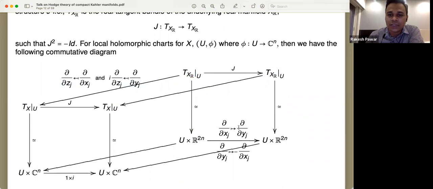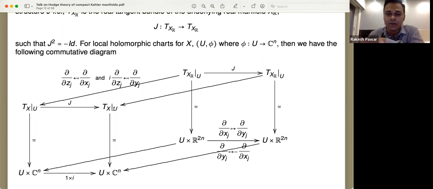So what is it doing? It is sending the local basis vectors d by dx_j to d by dy_j, and d by dy_j to minus d by dx_j. So this is an explicit endomorphism, and you can check that if I take J squared, it is minus identity. Now what we are doing is sending this T_XR to T_X as a map of real vector bundles, which sends d by dx_j to d by dz_j, and d by dy_j to i times d by dz_j.